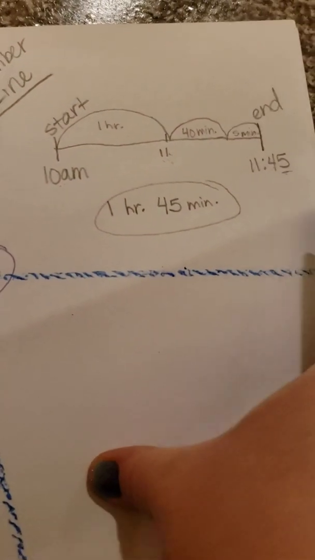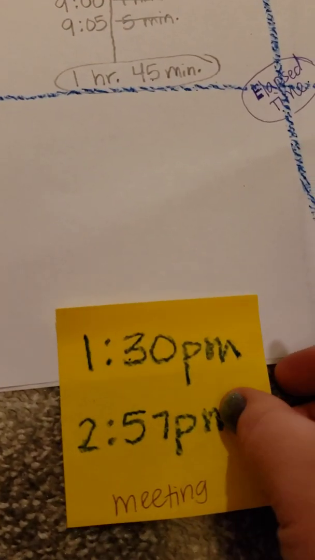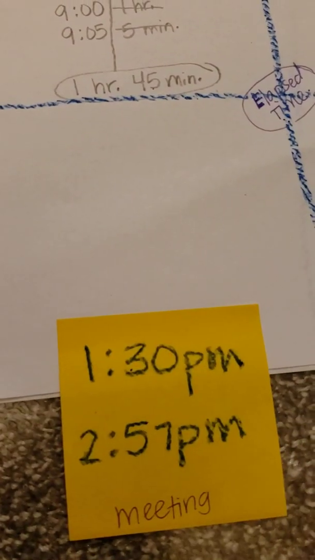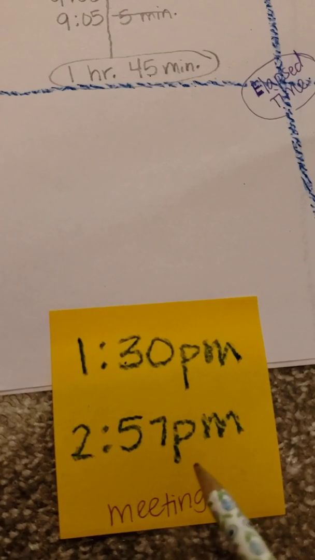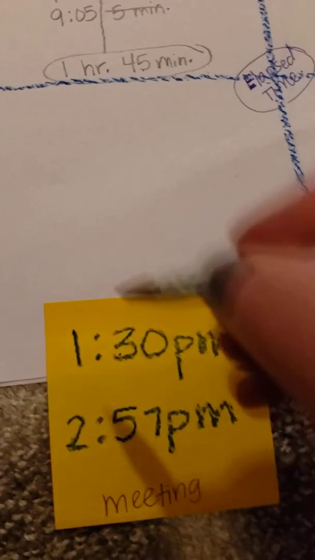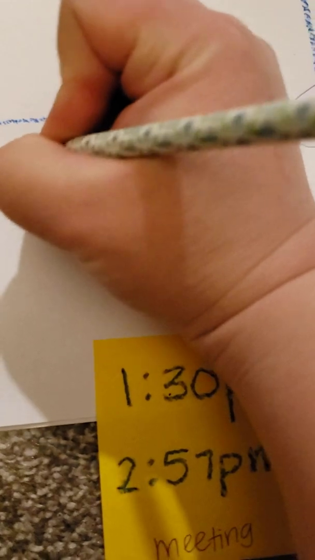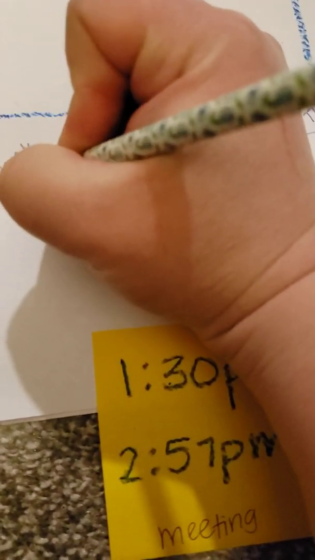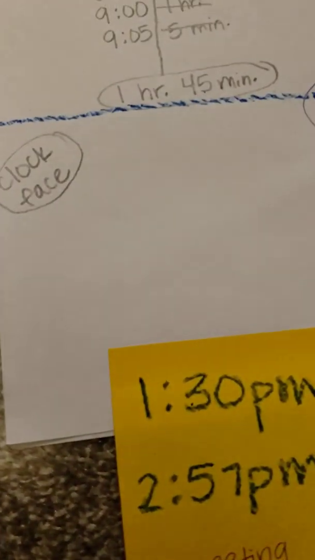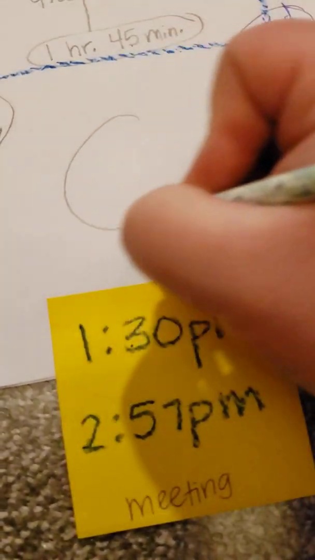Now, another strategy that I have for you is actually using a clock. And I have another meeting here. And this meeting that I had, I jumped on Zoom at 1:30 p.m. and it finished at 2:57 p.m., just before 3 o'clock. So this strategy, we're actually going to use a clock face. A clock face, that just means that we're actually using this face here.